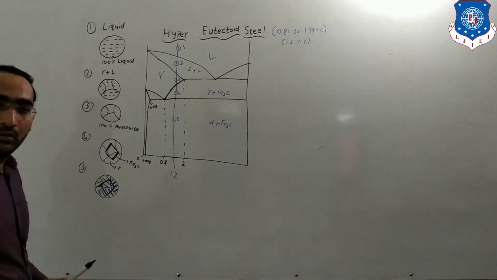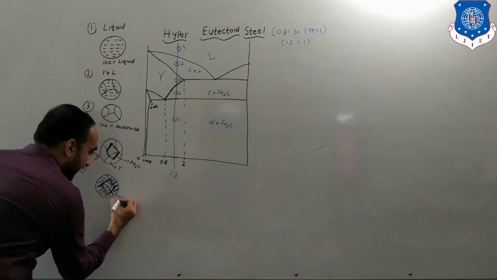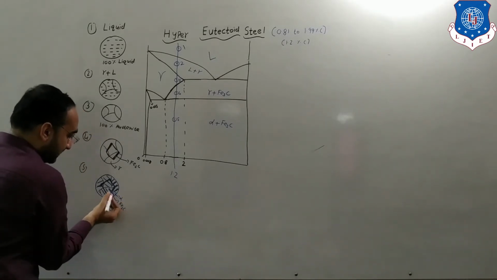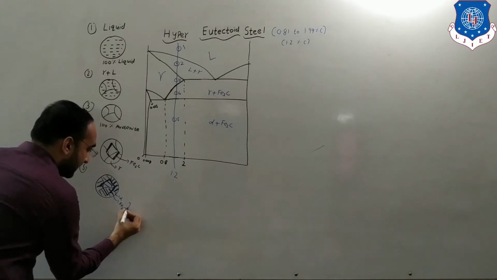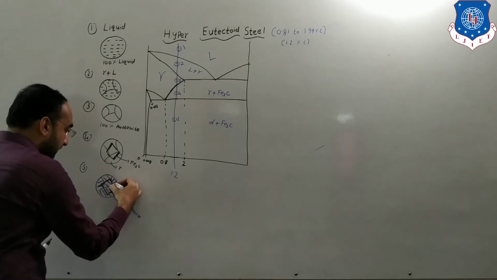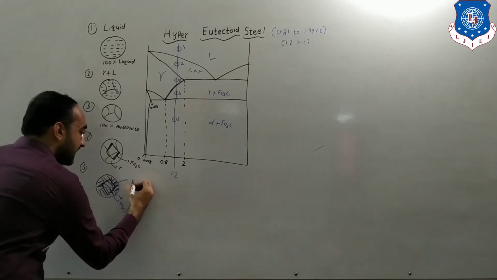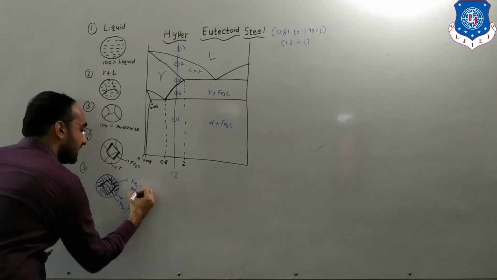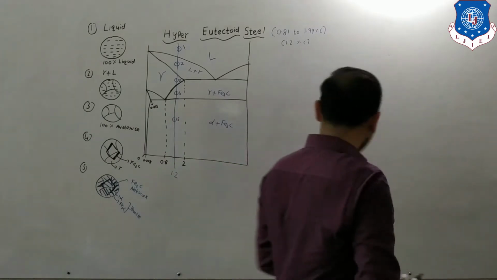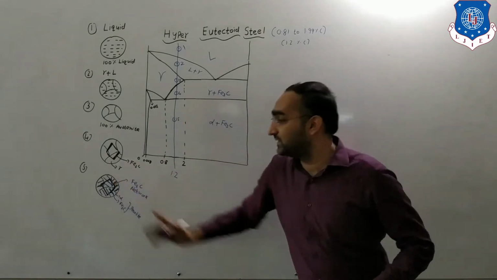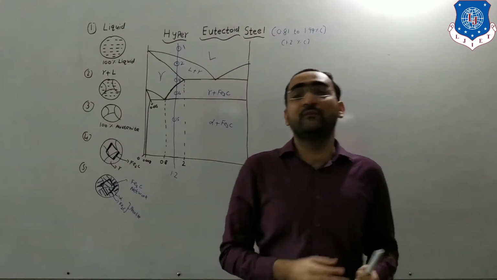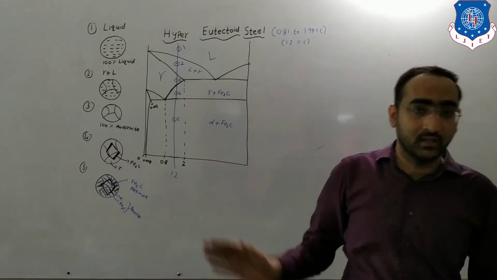This way, there is what we can see. This is alpha. This is Fe3C. And this particular phase is known as pearlite. And this black area is known as the Fe3C network. This is how your fifth portion, that is alpha plus Fe3C, looks like. So these are the different microstructures which you get during solidification of your hyper-eutectoid steel.